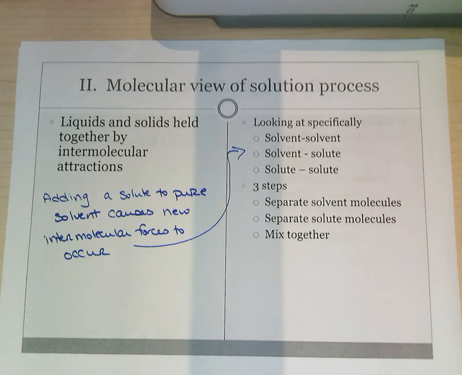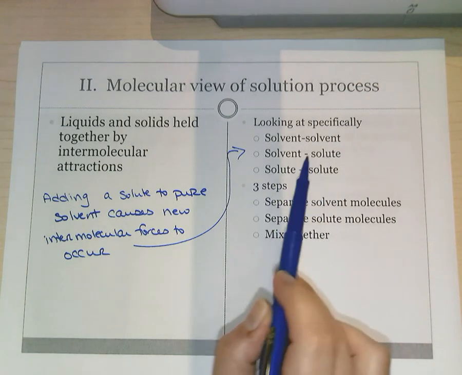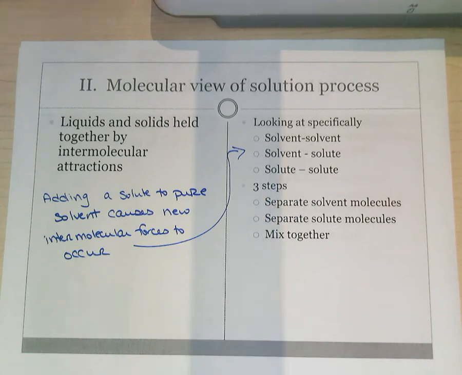So before, we just had solvent-solvent. We just had the water interacting with the water. You've now added your Kool-Aid mix. So now you have to be concerned with how the Kool-Aid interacts with itself, the Kool-Aid interacting with the water, and the water interacting with the water. So you have 3 different types of intermolecular forces going on at once.